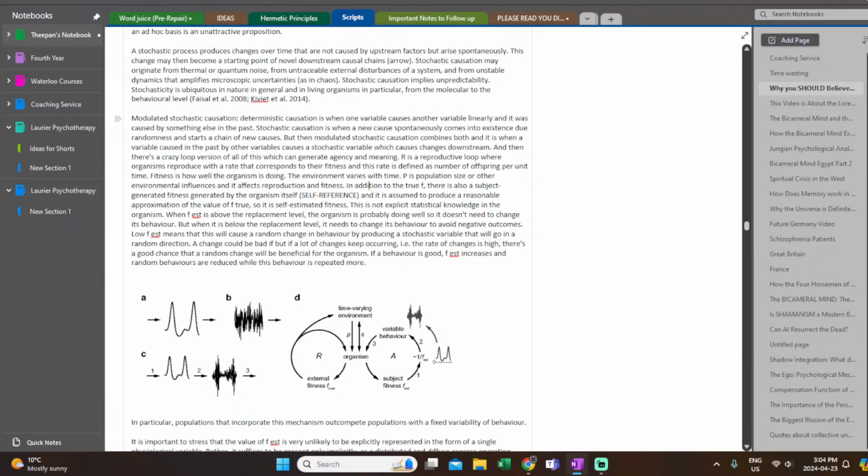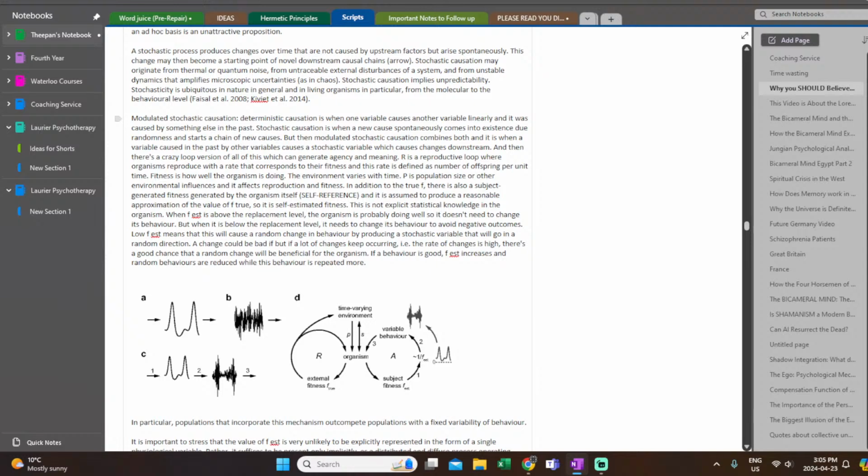In addition to the true F, there is also a subject-generated fitness. In addition to the true fitness, there's also a subject-generated fitness generated by the organism itself. And I put in parentheses here, self-reference. This is crucial. The organism can represent itself internally. Specifically, it can represent its own fitness. And again, there's plenty of examples that show that this is the case. It is assumed to produce a reasonable approximation of the value of F true. So it is self-estimated fitness.